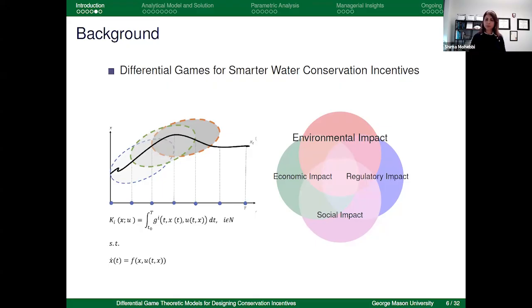In this framework, the utility function is integrated over time, and state variables are functions of time. And by solving the differential game, we can characterize the optimal controls and evolution of state variables along trajectories generated by the interactions among stakeholders and network dynamics. I'm going to present how we formulated and solved a non-cooperative differential game for designing smarter water conservation incentives.